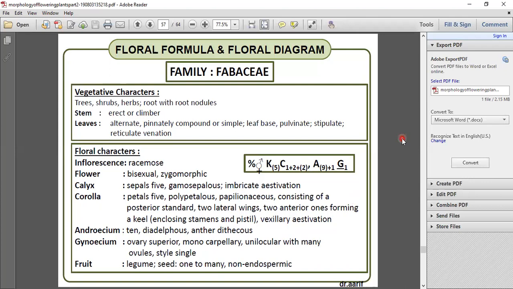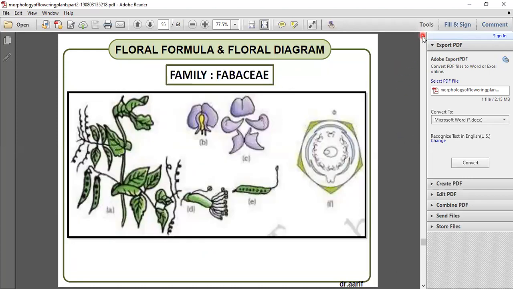So, let us know more about this family. Fabaceae is the family in which the pea plant is included. So this is the floral diagram. I want you people to predict this type of calyx arrangement. Green colored calyx you can see here. Valvate, twisted, imbricate. What type of arrangement is this?